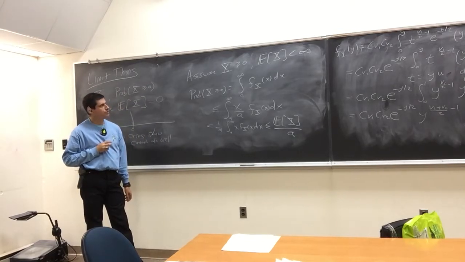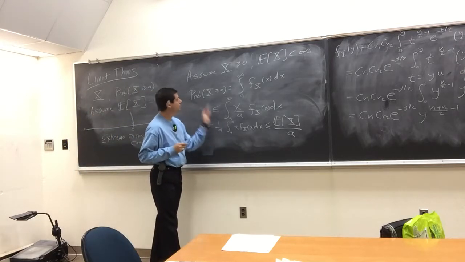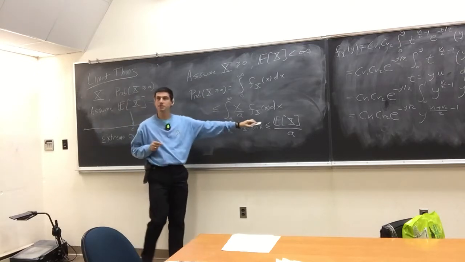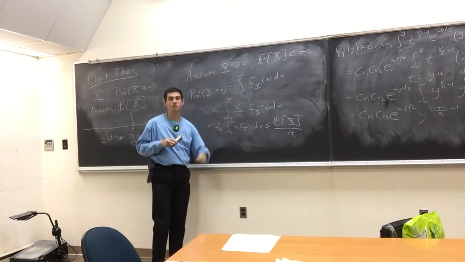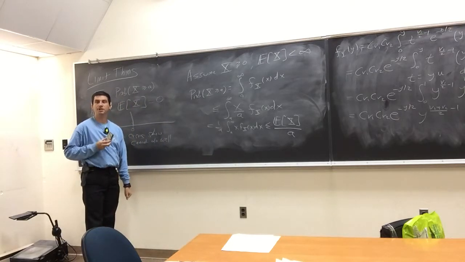I will let you go through this carefully and see where we are using that the random variable x is non-negative. But this gives us Markov's inequality: the probability that a non-negative random variable with finite mean is at least a is at most the expected value of x over a. So as a gets larger, the probability gets smaller, and it gives you some idea of the rate.